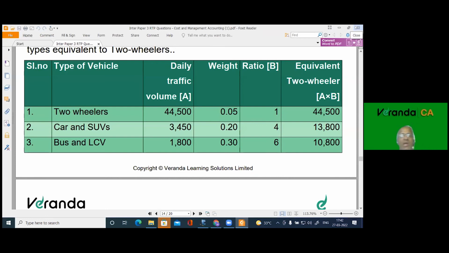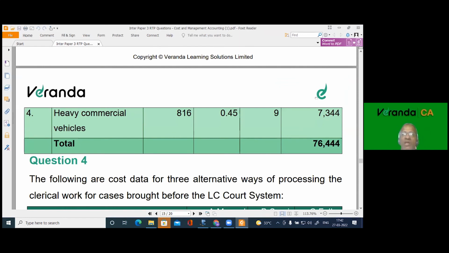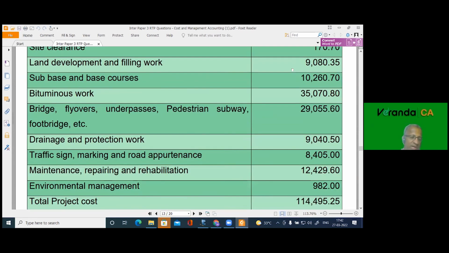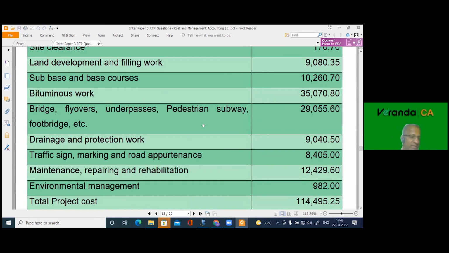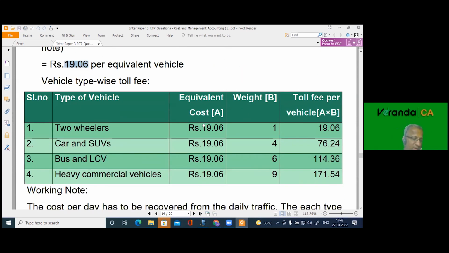Then you are expected to take up all equivalent units, and where you just get 76,444. So the sale value is divided by 76,444. What you end up with is 19 rupees and 6 paisa per two-wheeler. So you all know, based on their equivalent units, you just find 4 times the charge, 6 times the charge, and 9 times the charge. That is the way you arrive at the charge per car, bus, LCV and heavy commercial vehicle.